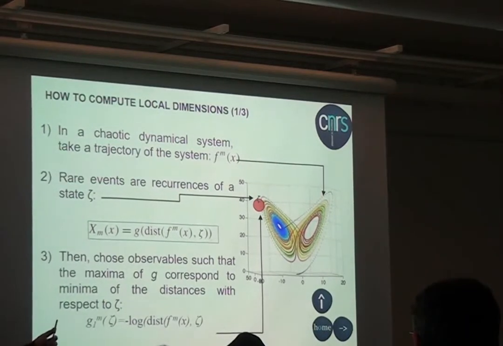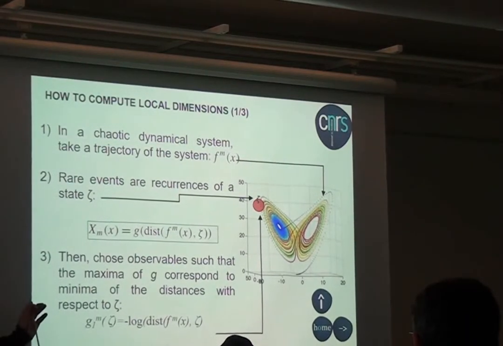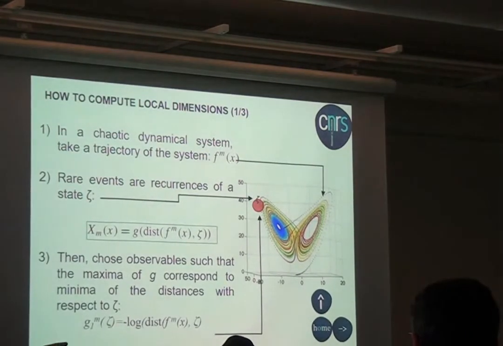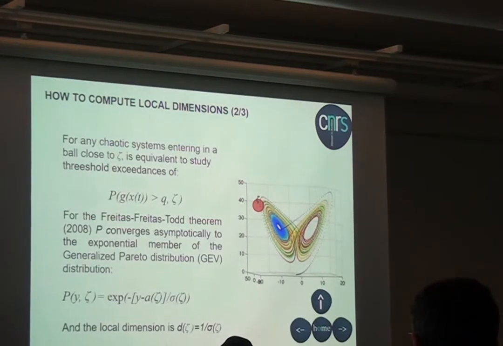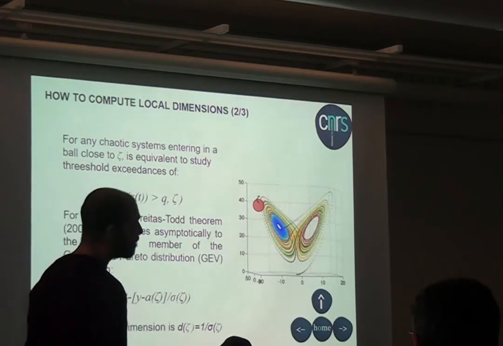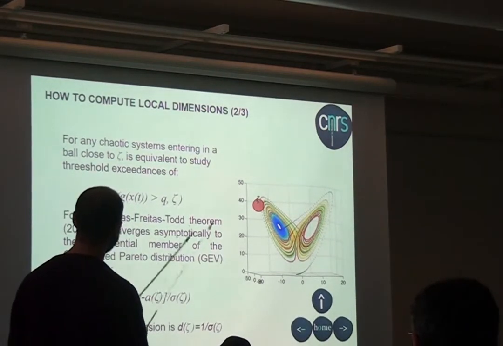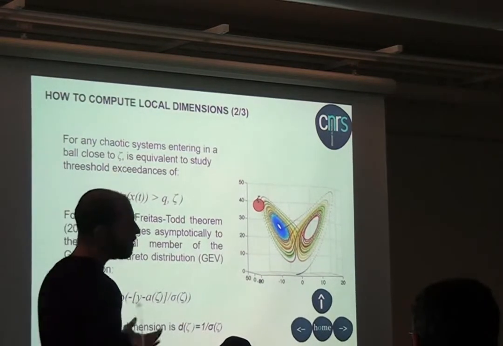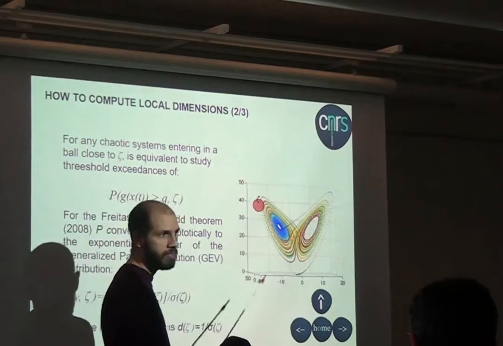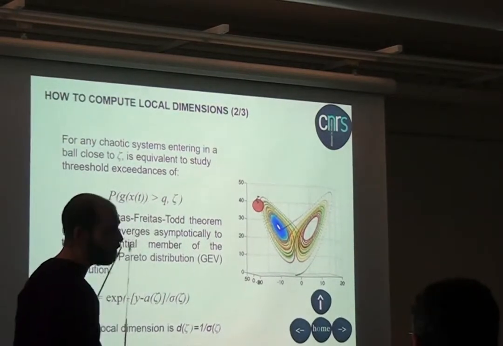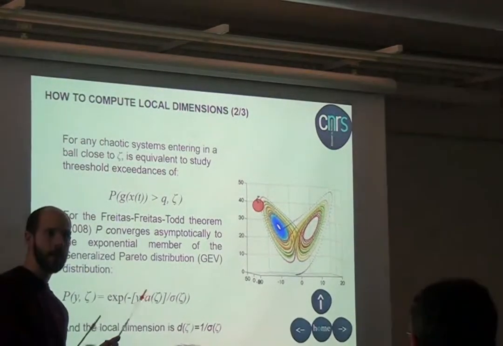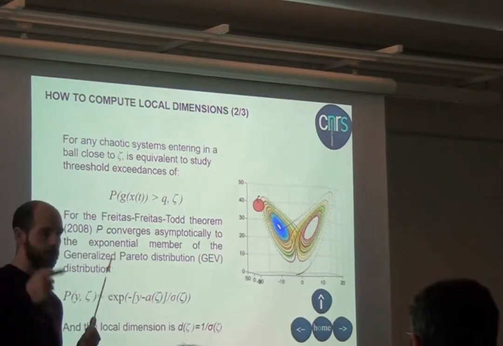And the distance can be anything. It can be any metric you like if you have the full phase space. The results will be the same. I will come back to this question later when we will look at SLP fields. So now, for any chaotic system, this is the theorem by Freitas solved in 2008, so quite recent. Looking at the entrance in the ball around the point zeta is looking at the exceedances of g, because I put minus the log function, so the minima of the distances are now maxima of the minus logarithm, okay?